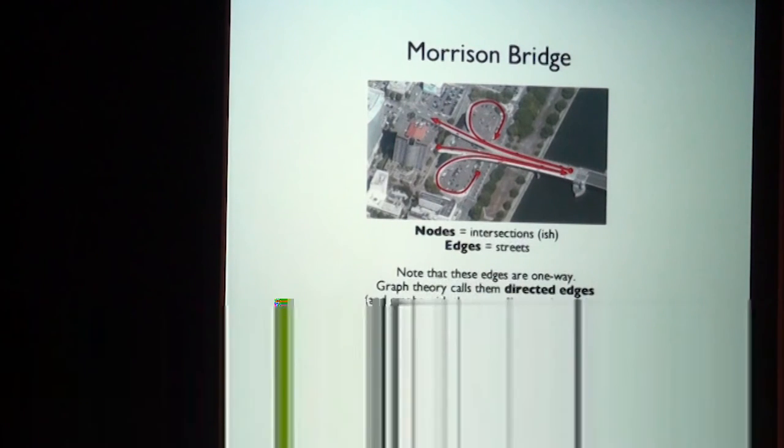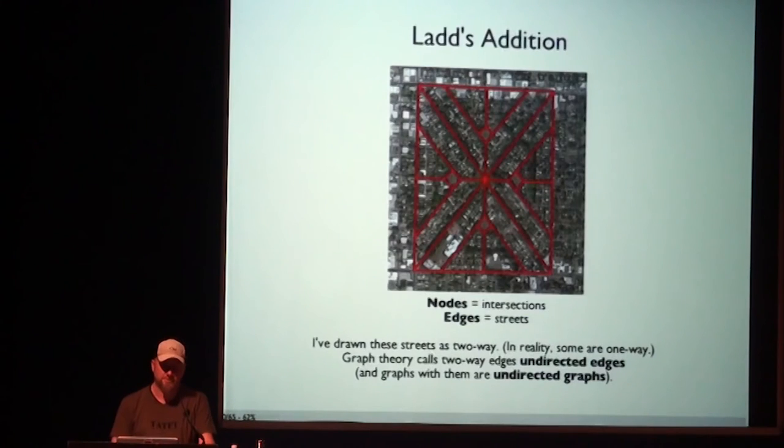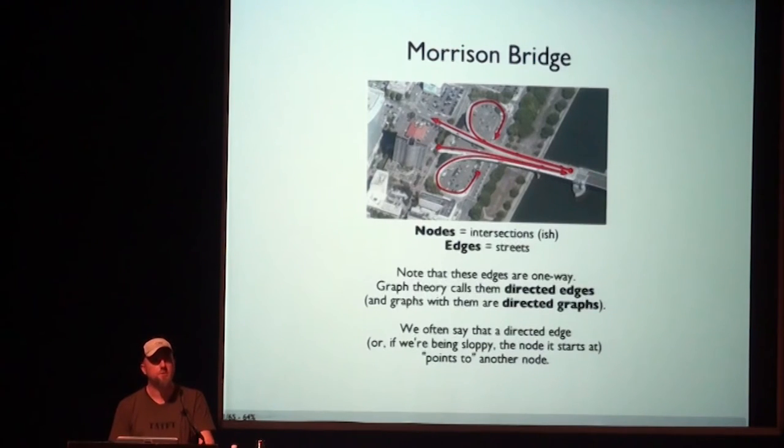One other thing about graphs is that sometimes there is something to say about that. In this one, you can go across the edges in either direction. In this one, you can only go from point A to point B, and if you want to get back, you have to find another way. We call that kind of an edge a directed edge, and that kind of graph is a directed graph, or a digraph for short.